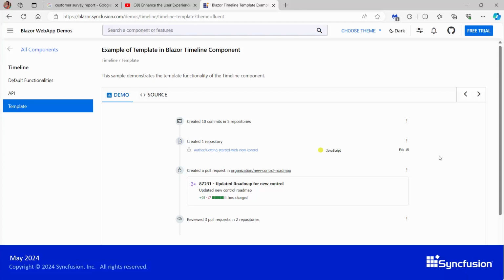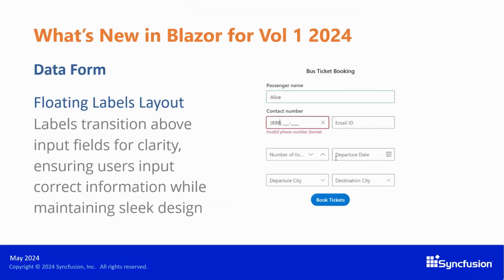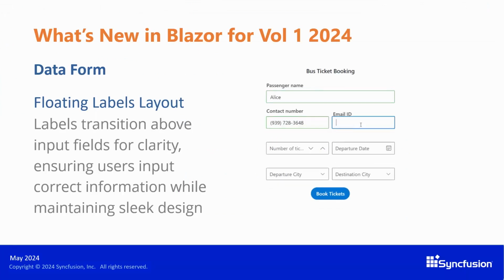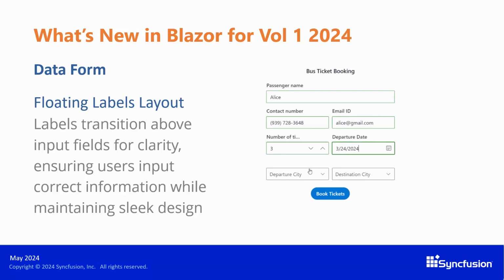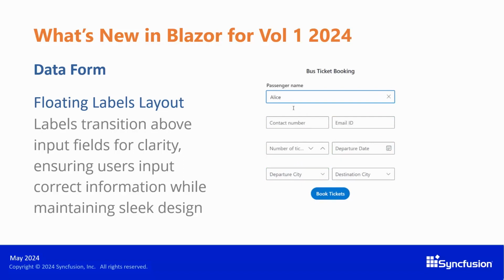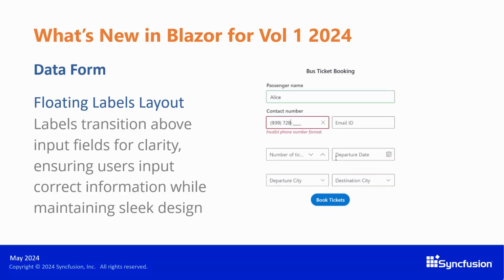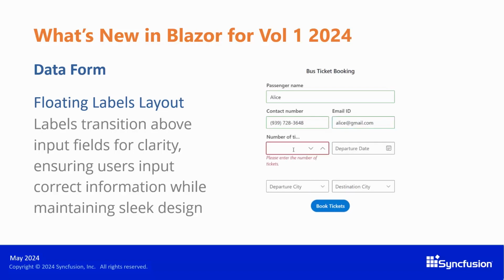Next, let's see the feature updates. The first update is the floating label feature in the data form component. This floating label feature smoothly transits the labels to the top of the input field when you start typing the value. This provides a clear information to the user on what information needs to be provided.